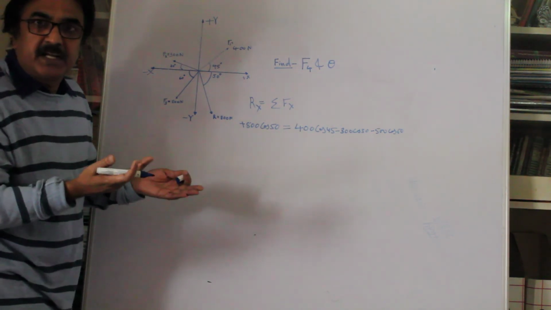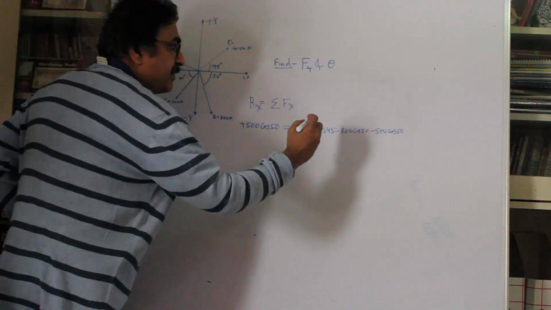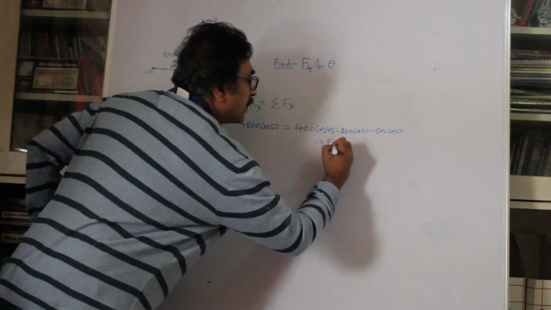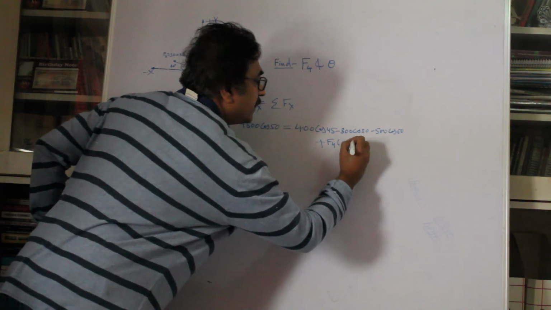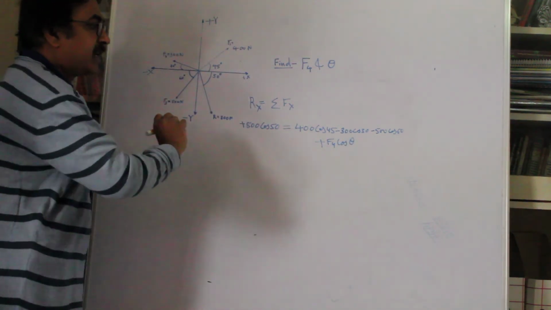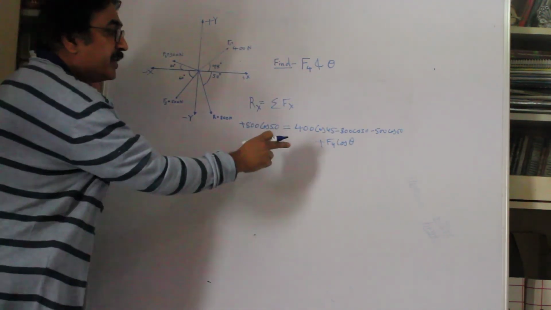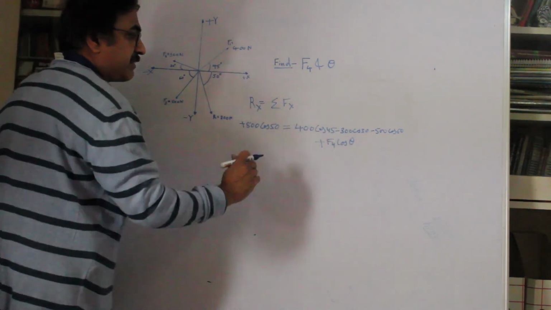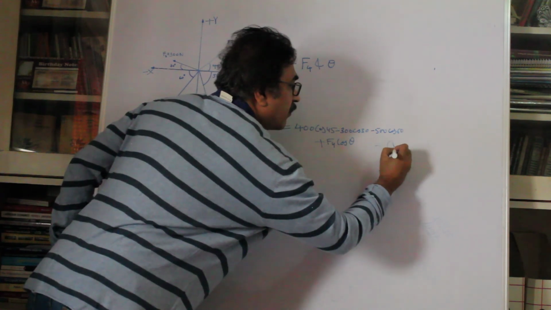It might turn out to be negative. Let's see that. So in the same equation I am writing here, this is going to be F4 cos theta. Cos theta, because we are resolving it, so we don't know in which quadrant F4 is going to be. We'll find out that. So this is one equation, so we call this equation number 1.